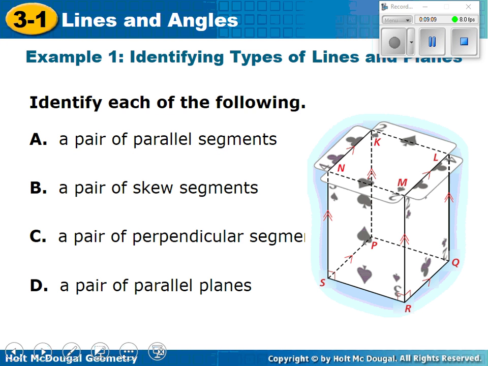Okay, so first example here, we've got some cards stacked up to form a cube or looks more like a rectangular prism. And so we need to name a pair of parallel segments, a pair of skew segments, a pair of perpendicular segments, and parallel planes. So let's go with Lucas. Can you give me a pair of parallel segments in the picture?